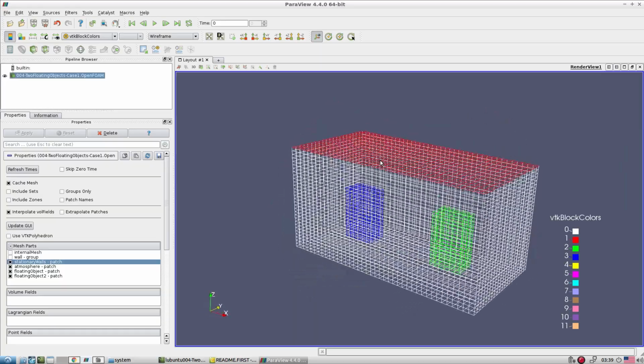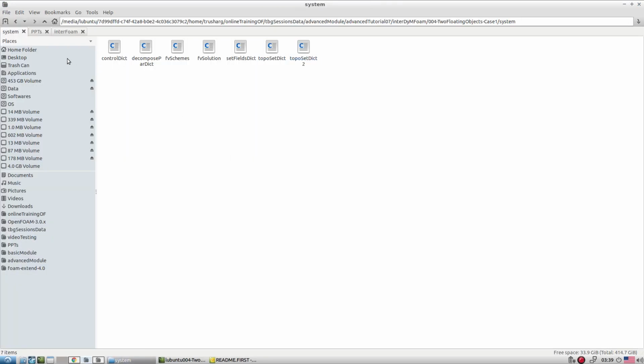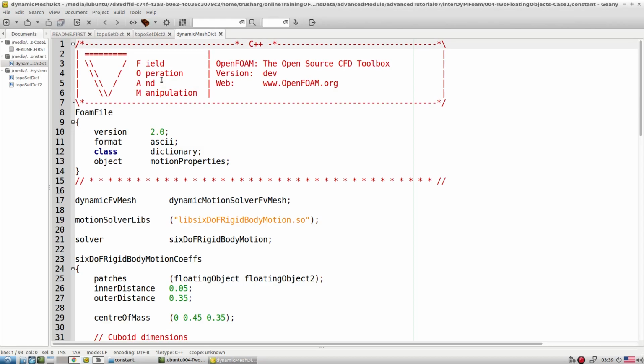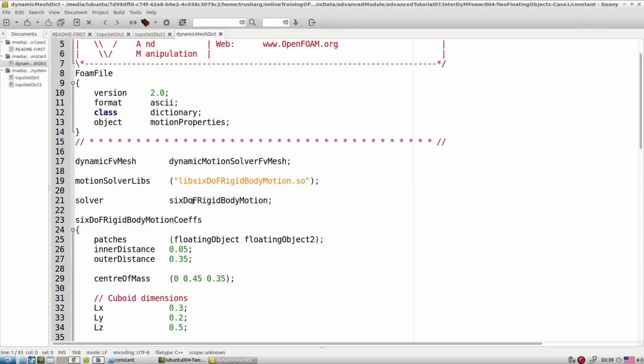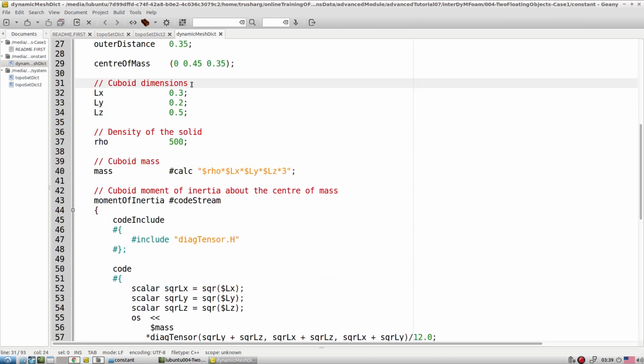These two objects, we are going to use solid body motions and look at the coupled wave motion for this. For that we rely on dynamic mesh motions, with six degrees of freedom motion. Depending on the size of the object, in the previous case we kept the CG within one object. Now we have to specify the center of mass depending on both objects' center locations. Then the cube dimensions, and rho, the density of the solid. From that we calculate the mass.